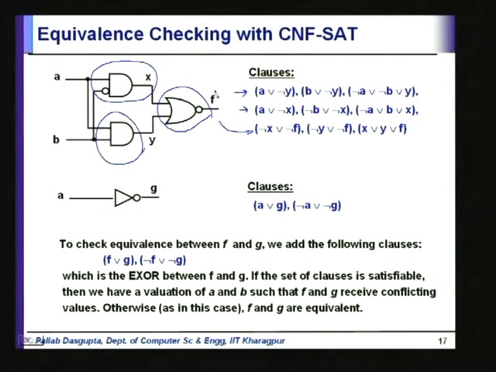So, I take the XOR of f and g. What are the clauses corresponding to the XOR of f and g? A for g and not a for not g. Adding these two clauses means that either f has to be true or g has to be true, but not both, which is XOR. So, we push these two clauses along with these clauses into the SAT solver and then ask, is it satisfiable? If it says it is unsatisfiable, then these two are equivalent, right. Clear?